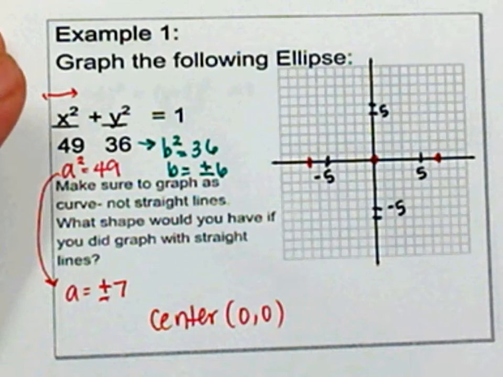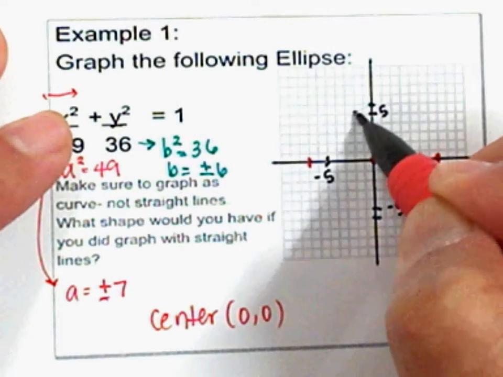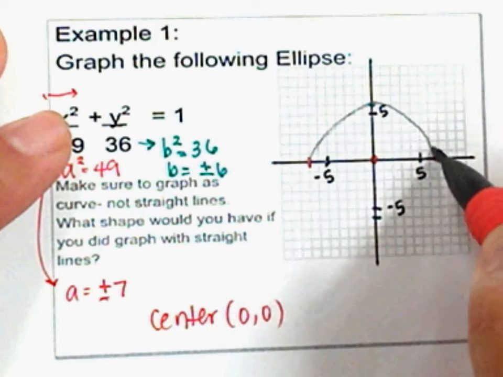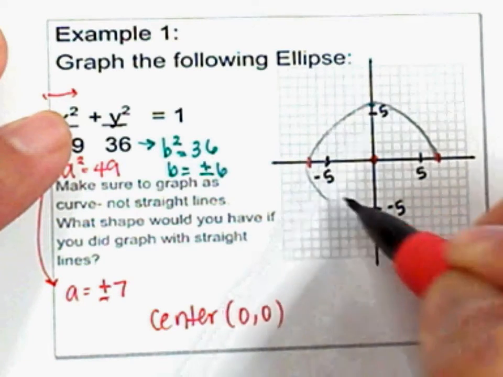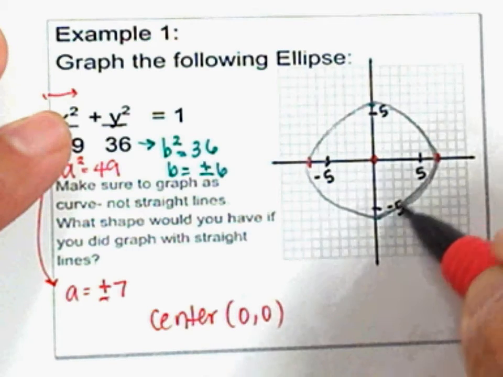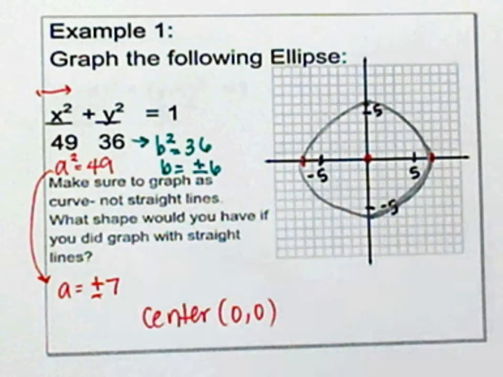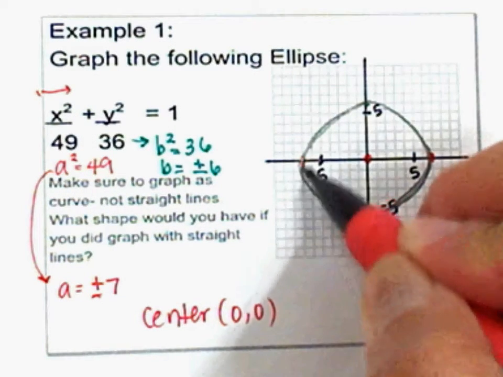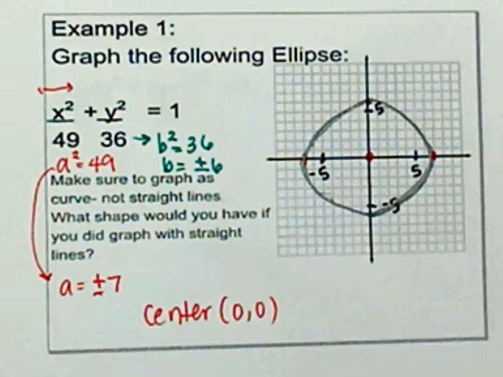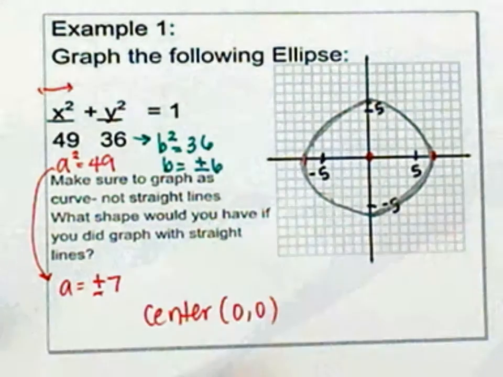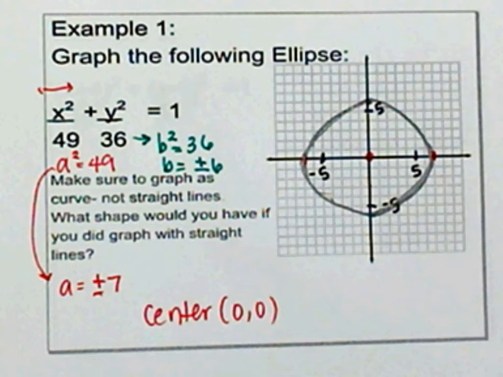I'm going to do my best to draw my ellipse. There's my ellipse, as best as I can. Alright, it looks almost like a circle, but it's not because your radius is 6 up and down and 7 left and right. Example number 2.